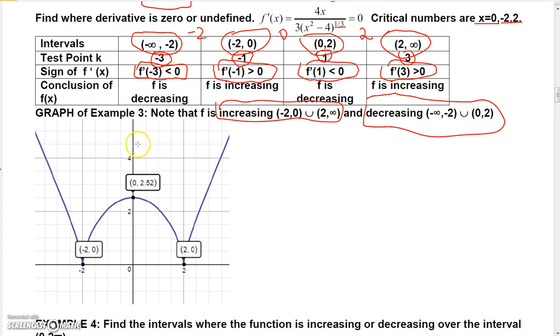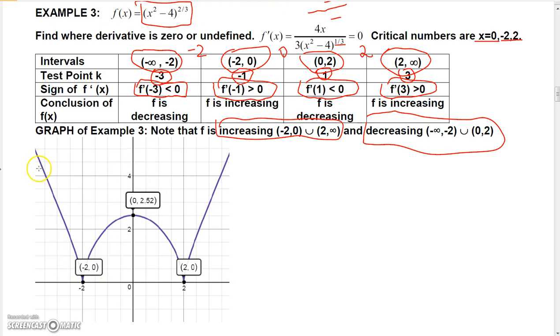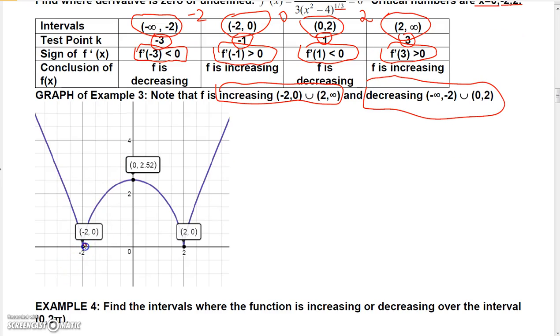And if you look at the picture, you can actually see that. Notice it's decreasing from negative infinity to negative 2. Then when you go from negative 2 to 0 on the x-axis, it's increasing. Then from 0 to 2, it's decreasing again. And then from 2 to infinity, it's increasing again. And notice that these were critical numbers here because of the sharp corners. That made the derivative undefined at negative 2 and 2. And of course here you got a critical number because you got a horizontal tangent line at that point.